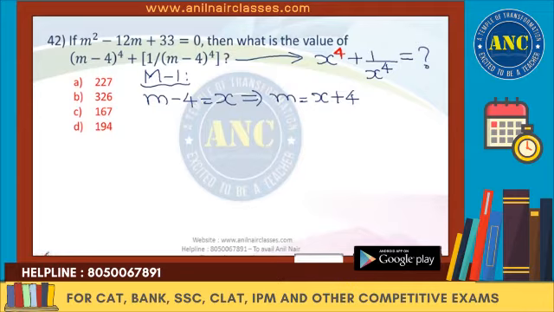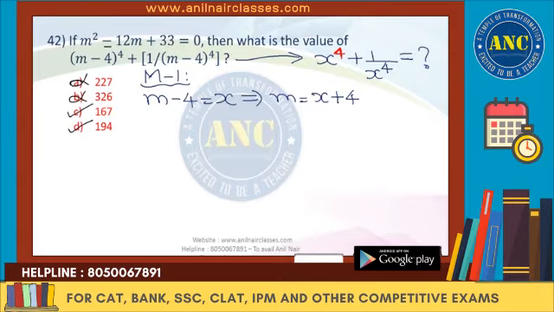k square minus 2 means the first option is directly eliminated because 227 is k square plus 2. It cannot be the right answer. 326 is also k square plus 2, ruled out. 194 is k square minus 2, it might be the right answer. But another problem is 167 is also in k square minus 2 format. So I cannot decide just by looking into the answer options in this question. So let me continue solving the question.